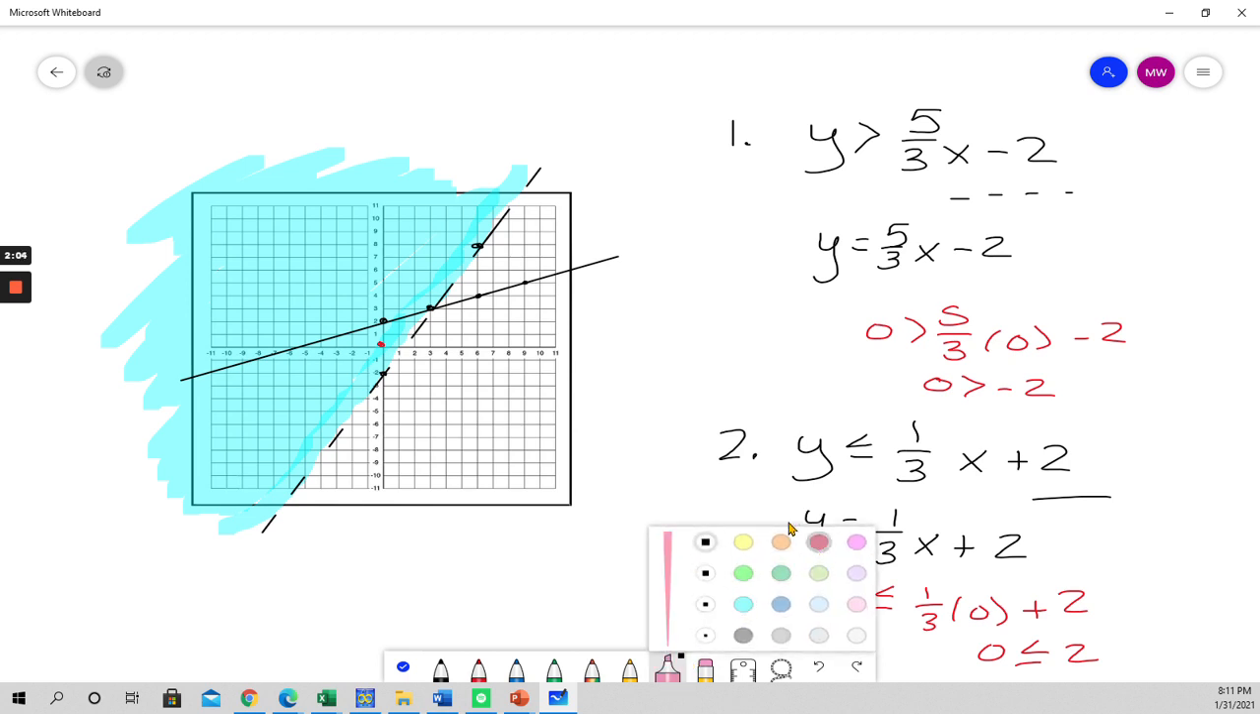So I'm going to use a different color. I'm going to use red. And so that would be everything below the line.